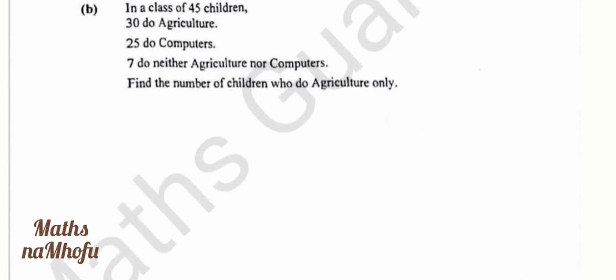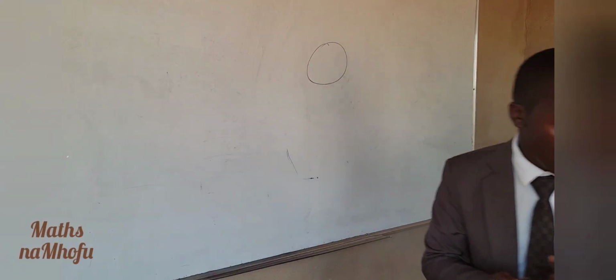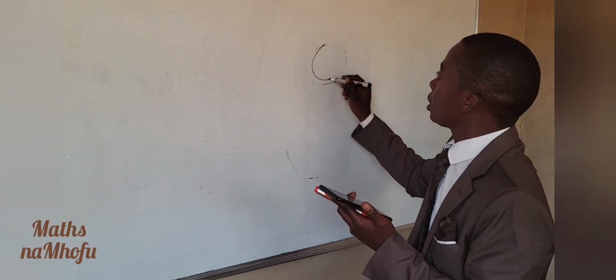Then you simplify. In a class of 45, 30 do agriculture, 25 do computers. So we only have 2 things, right? We have 2 things, which is agriculture and computers.